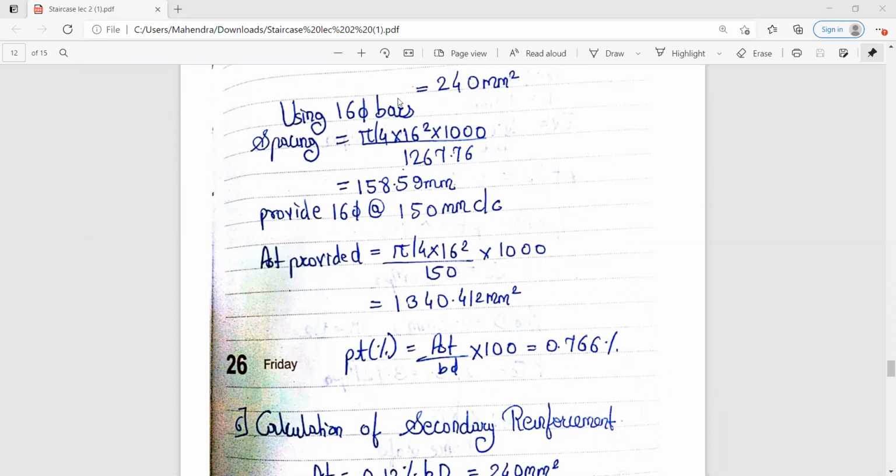AST provided आपको pi by 4 into 16 square upon spacing. Spacing कितना मिला था 150. So that you are going to consider over here into 1000. तो आपको AST provided मिलेगा. AST provided मिलने के बाद में you need to calculate the percentage minimum. That is again AST upon BD into 100. So substitute all the values, then you are going to get the minimum percentage as 0.766.